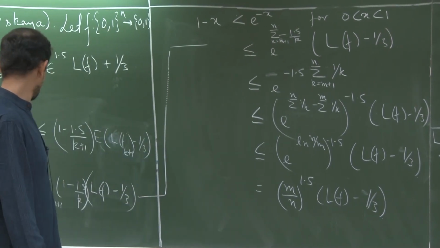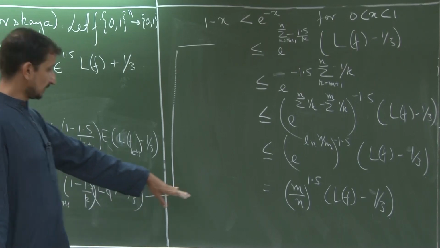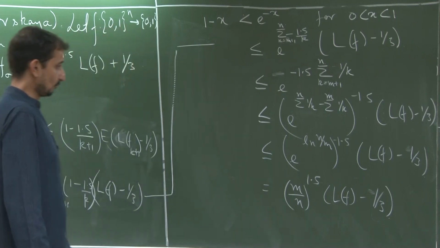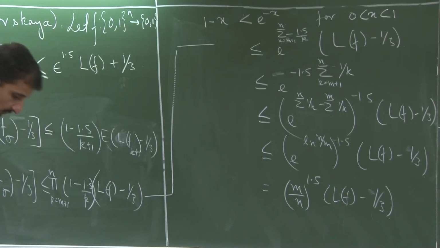Now, what is m by n? So, m is epsilon times n. So, this is epsilon to the power 1.5. Okay. So, are we done?